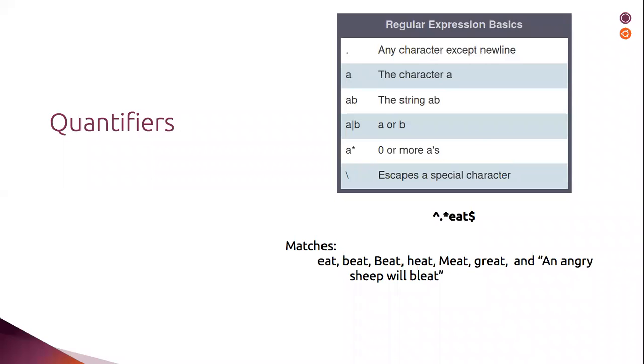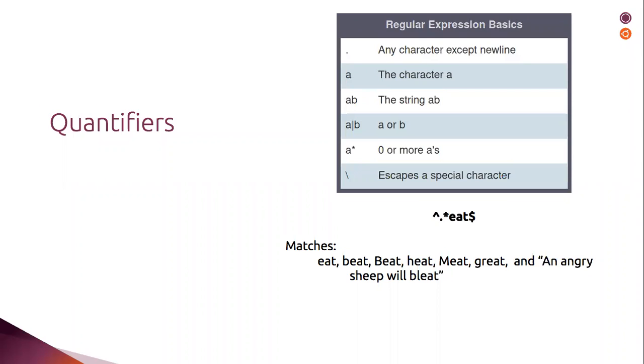If we introduce some quantifiers, we can start to do more interesting things with our regular expressions. The only difference between these two regular expressions is this asterisk. What that asterisk says is whatever character came before, I can have zero or more of those. So in this case, now my regular expression matches the word eat all on its own, because I can have zero or more characters preceding EAT.